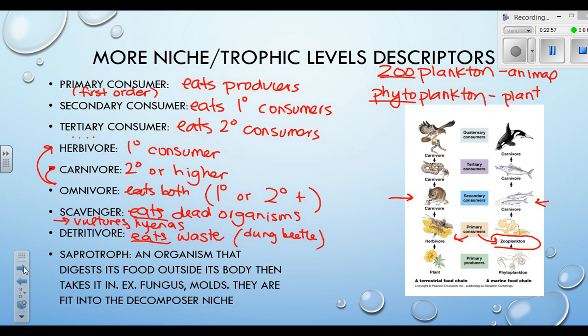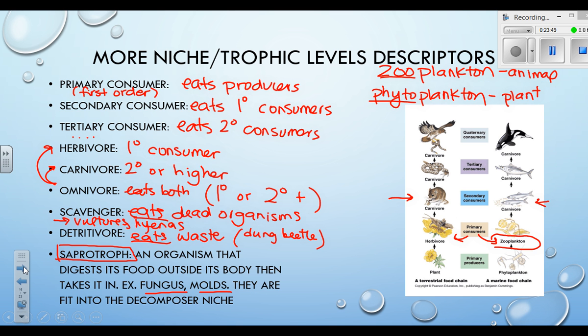Now the last one is a tricky one because it kind of sounds like a consumer and a decomposer. It's a saprotroph. That's an organism that digests its food outside its body, then takes it in. And because they digest outside of their body, inevitably, some of what they digest returns to the soil. This is where some types of mold and fungus go. Now they are decomposers. Normally, you could just talk about a plain old decomposer, say a mushroom, or something like that. But this is just a specific example that sounds like it should be a consumer, but is really more of a decomposer.